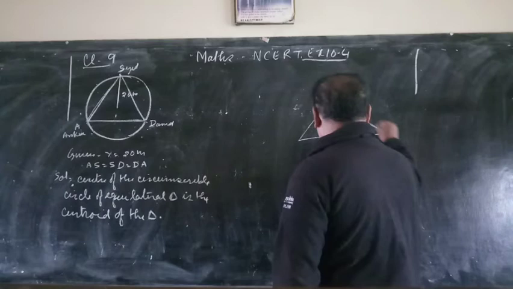Now 2OM is equal to AO, and we are given AO is equal to 20. So 2OM is equal to 20, which means OM is equal to 20 by 2, that is equal to 10 meter.